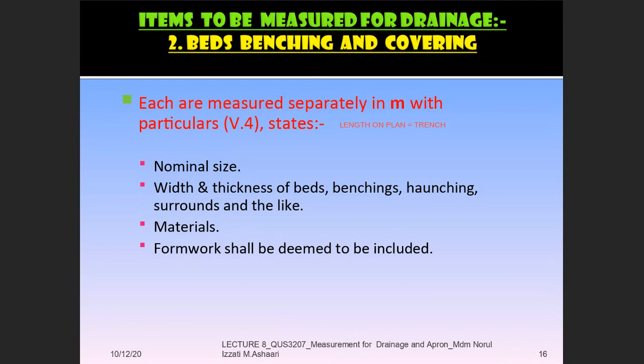How do you write the description? You have to write down the size, the width and the thickness. This is the width and the thickness of the bed. What is the pipe to receive, or the nominal size of the pipe? What is the material? And you don't have to measure the formwork. Every time you see the words shall be deemed, do not measure, do not state as well. Shall be deemed to be included means it is required to be paid by the contractor, but not to be stated.